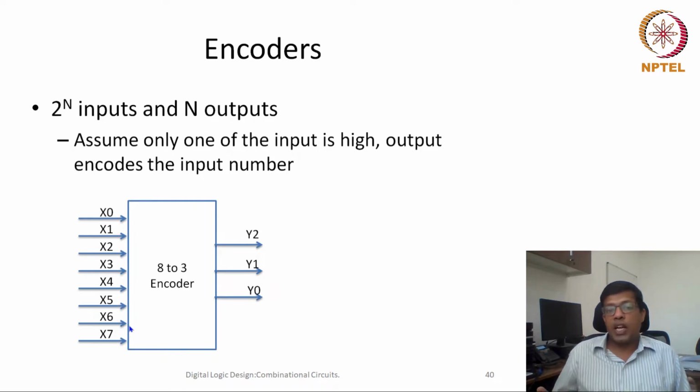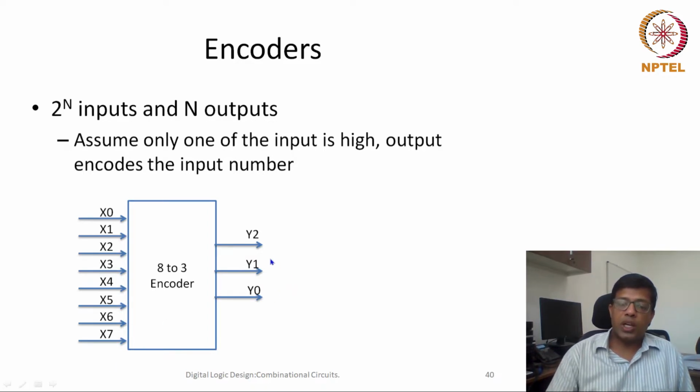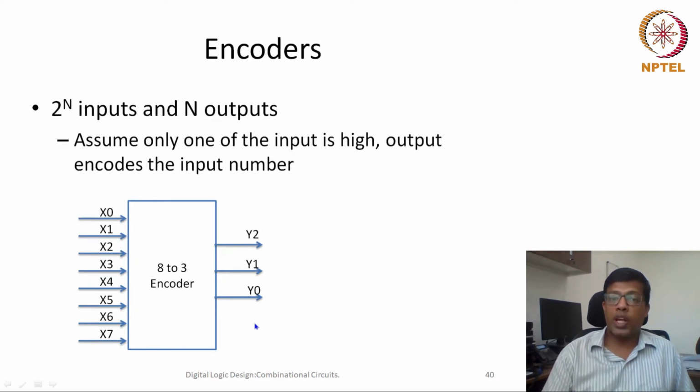So then I can create an encoder. It's kind of a reverse of the functionality the decoder was offering. In an encoder, only one of the inputs is 1, and I'll have 3 outputs, because the number of outputs is going to be log n. So if my inputs are n, then log n is the number of outputs. Now, how do we find the output for all of them?